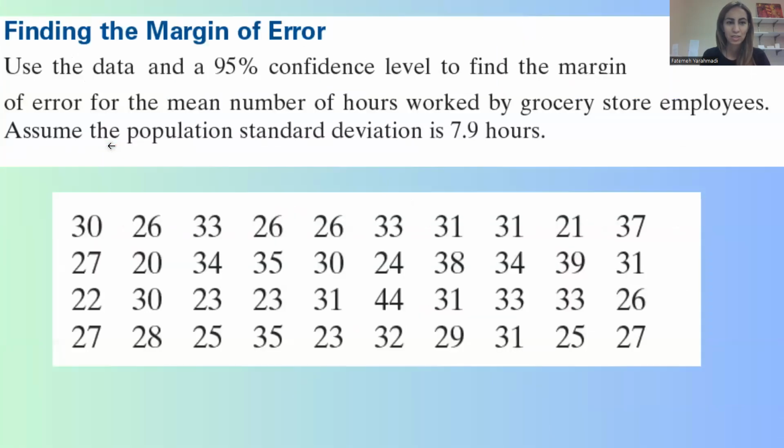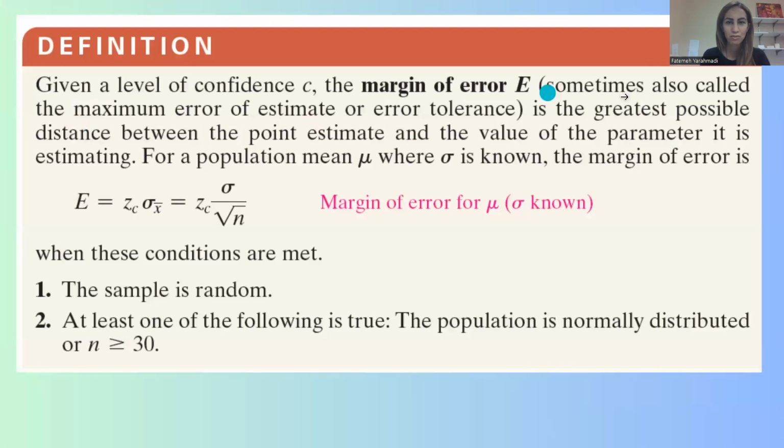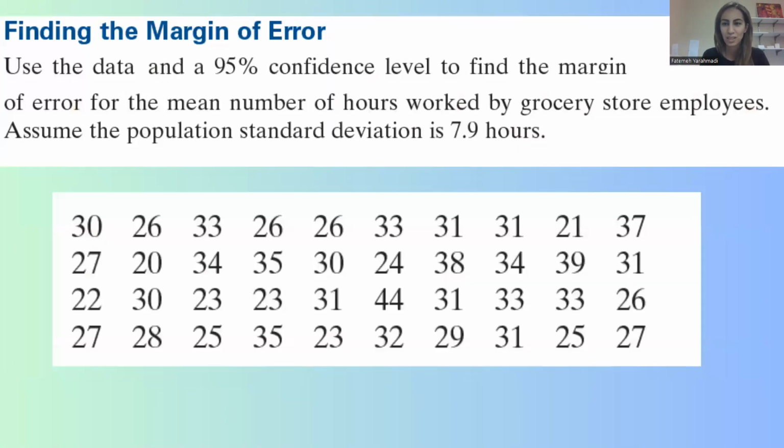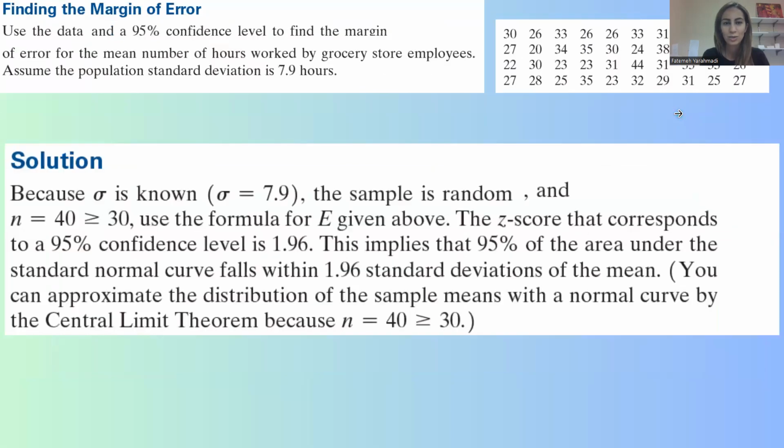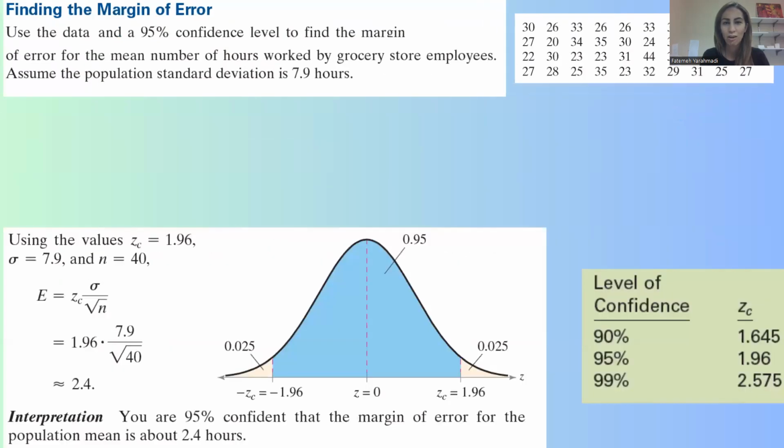If we go back to the definition of margin of error, it is the maximum error of estimate or the error tolerance. It is the greatest possible distance between the point estimate and the value of the parameter that is estimated. So that's how you calculate your margin of error.